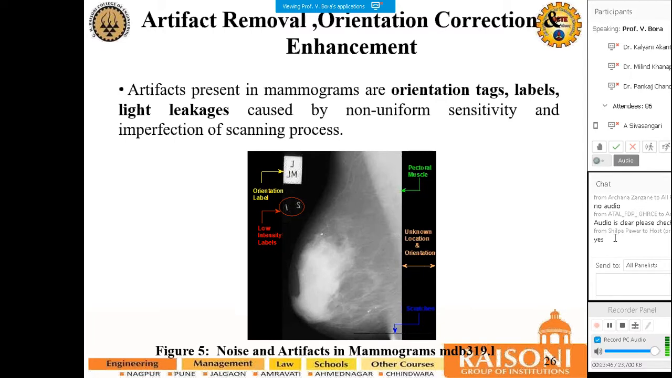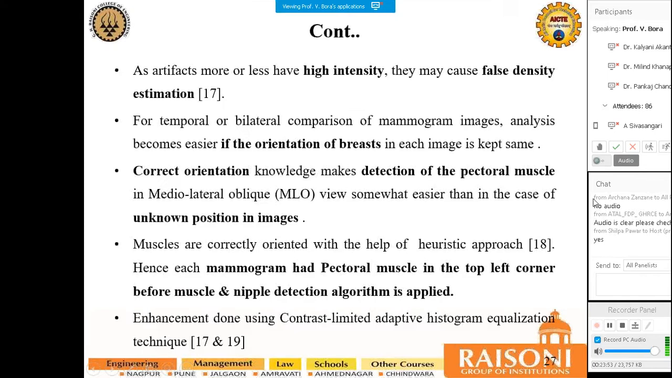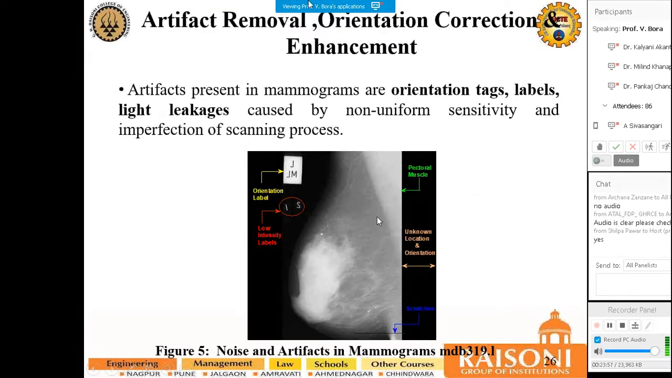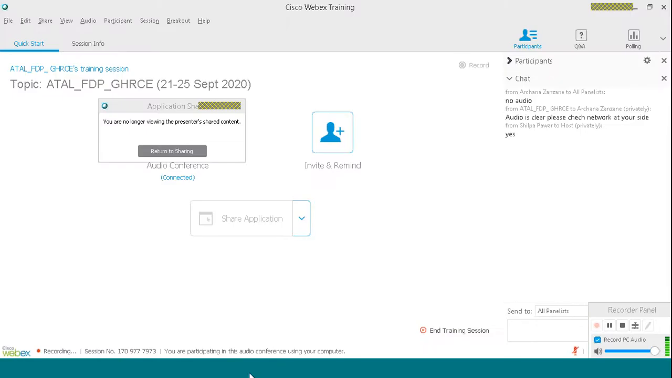First is the artifact removal. This is the orientation correction. This is very important, and why is it important? Orientation means what? Some mammograms will be oriented like this, with the muscle on the right side. In some it will be on the left side. There will be a tag.